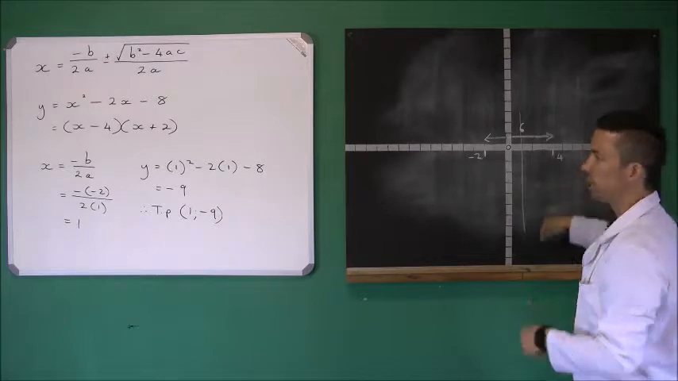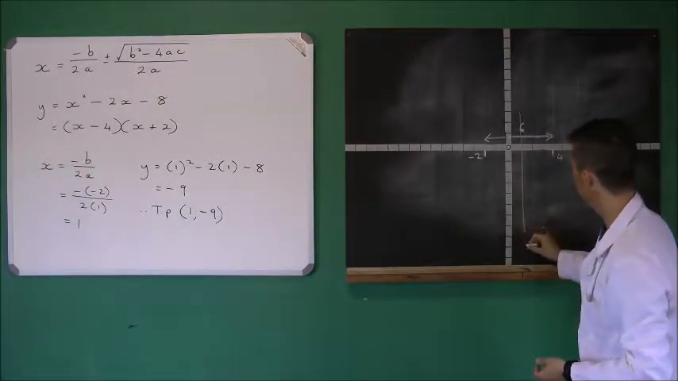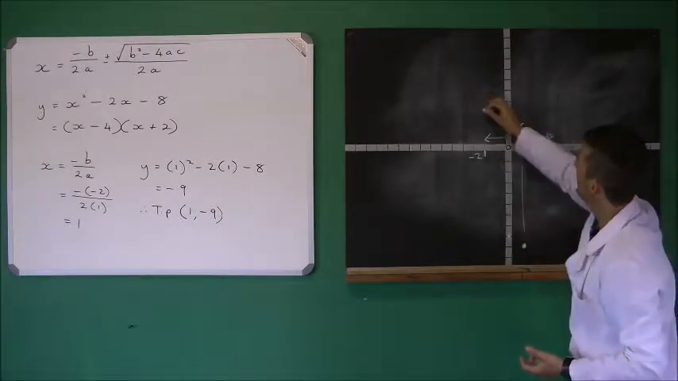So now, I take that 1, I sub it in, and I get minus 9. 1, 2, 3, 4, 5, 6, 7, 8, 9, voila. And now it's just a case of joining the dots. My y-cut was over there, and now I just join.